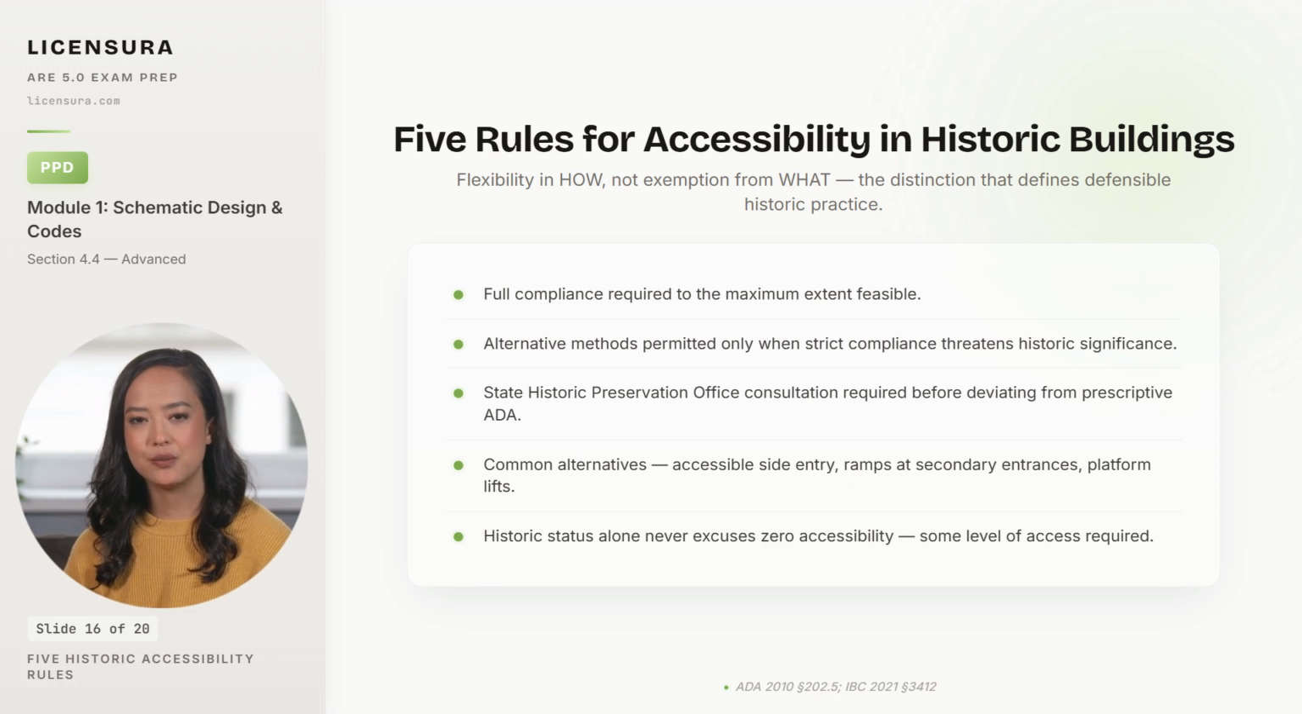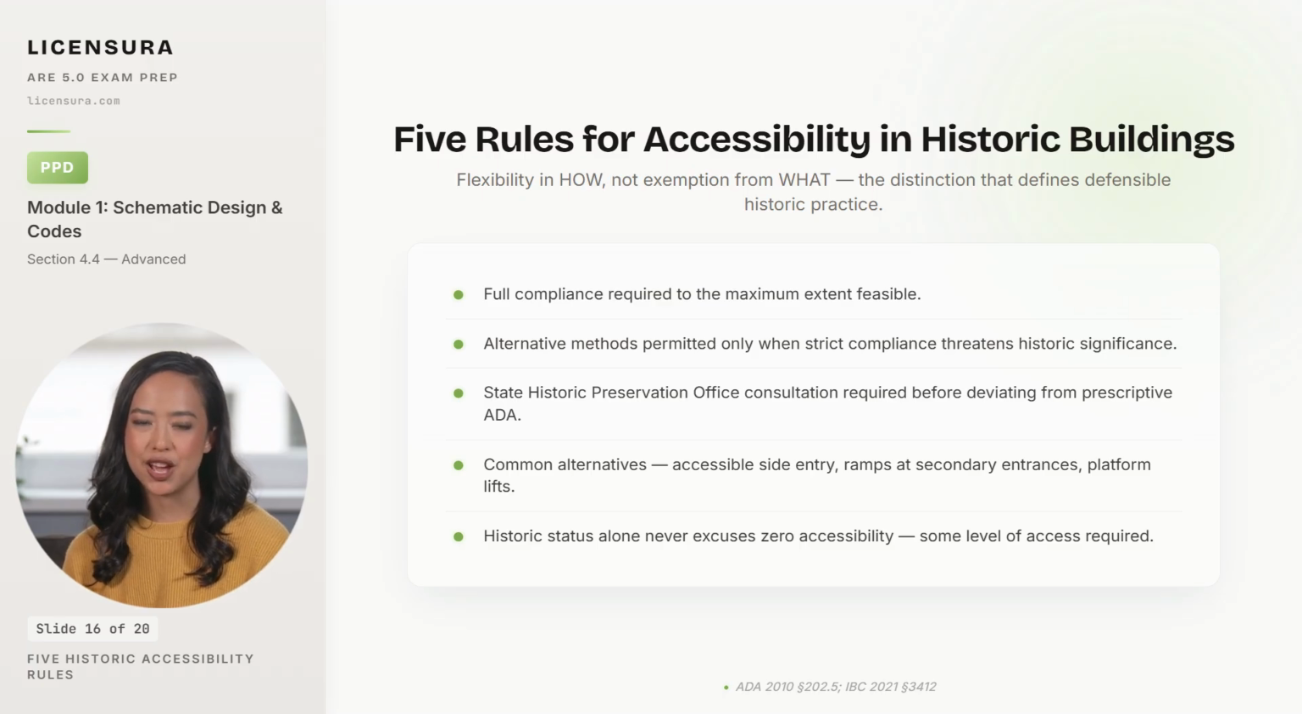Third, consultation with the State Historic Preservation Office is required before any alternative method is approved, and the consultation must be documented in the design record. Fourth, common alternatives include accessible entry through a side or rear door when the main entry cannot be modified, ramps at secondary entrances, and platform lifts in lieu of full elevators. Fifth, historic status alone never excuses zero accessibility. A building cannot be declared too historic to be accessible at all. Some level of access must be provided.